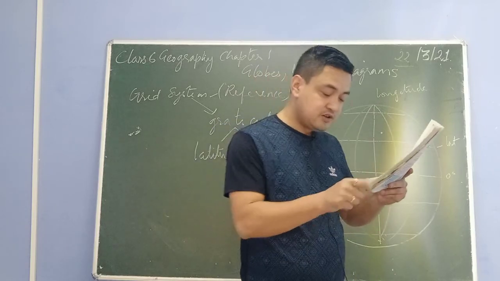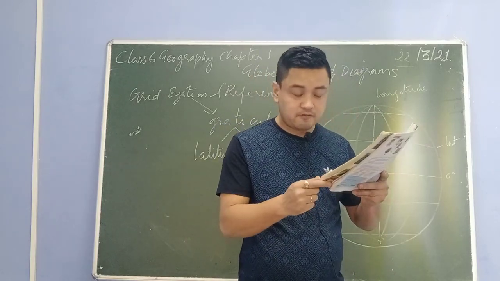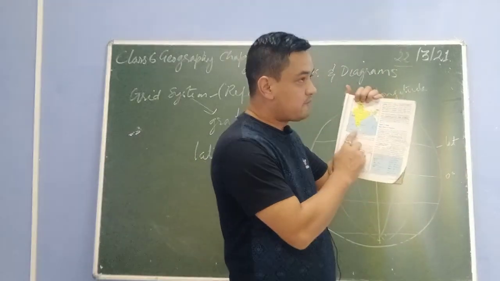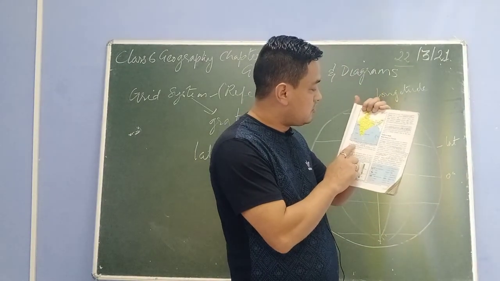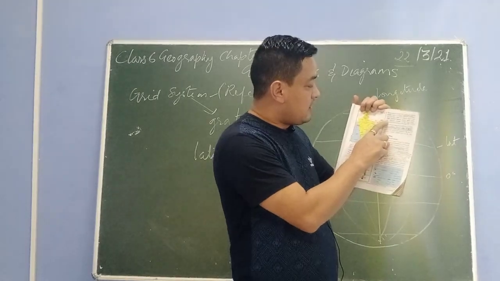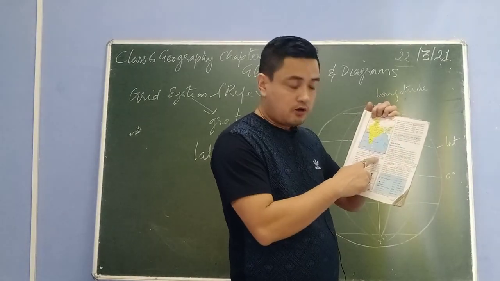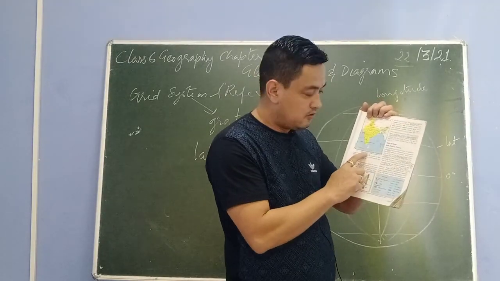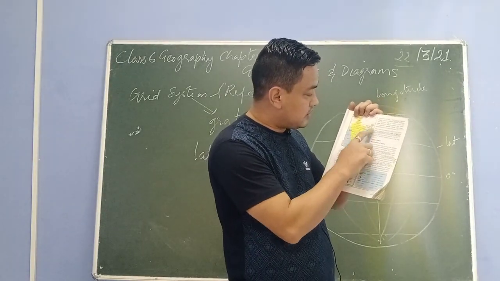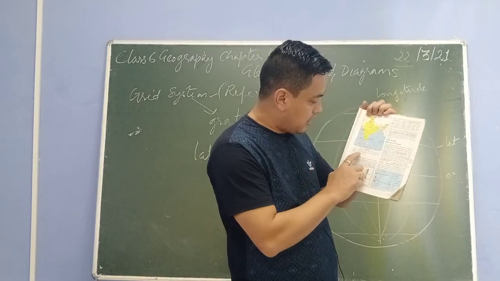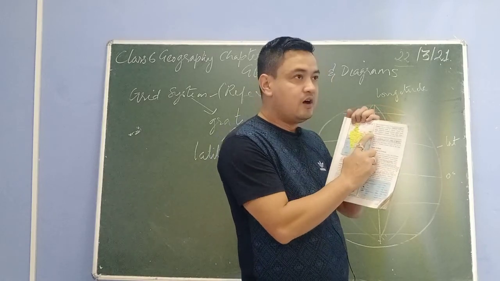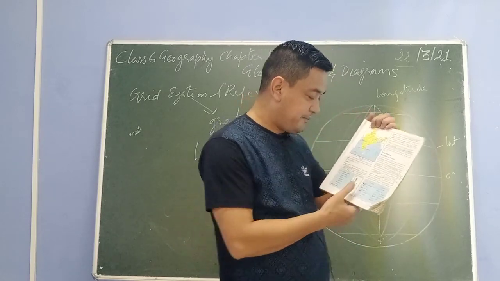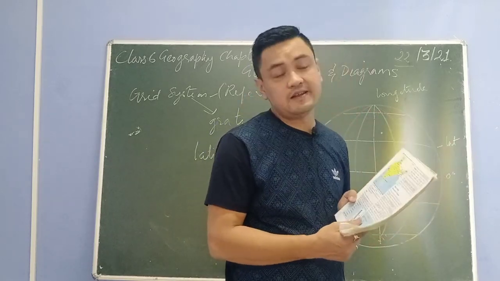You will find this in your textbook for class 6 geography, page number 9. You can look at figure 1.6. Here you find that latitudes and longitudes are drawn, and each latitude and longitude is numbered. You can see the number here. This number represents the latitude degree and the longitude degree. They are called northings and eastings.